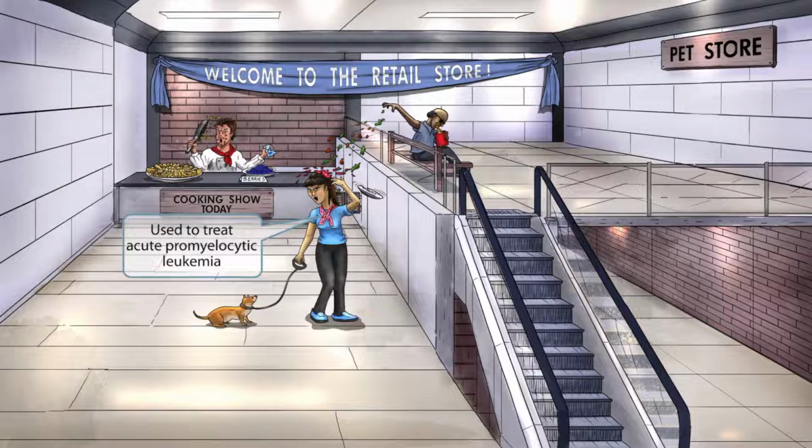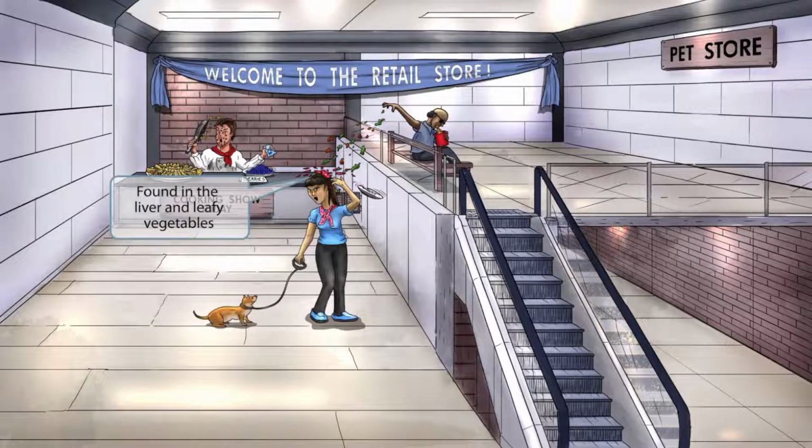acute promyelocytic leukemia. Notice that the food that's being thrown down from the top floor consists of leafy vegetables, a tomato, and some other reddish-colored meat. If you look really closely, some of these pieces of meat are shaped kind of like a liver. So the guy was eating a liver salad when he decided against it and threw it off the balcony. The liver and leafy vegetables in this scene represent that vitamin A is found in the liver and leafy vegetables.